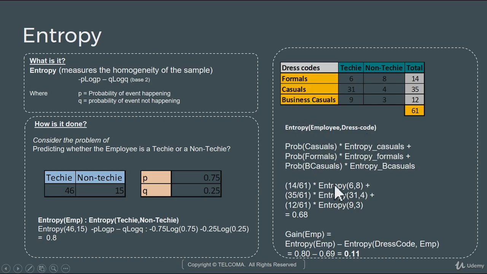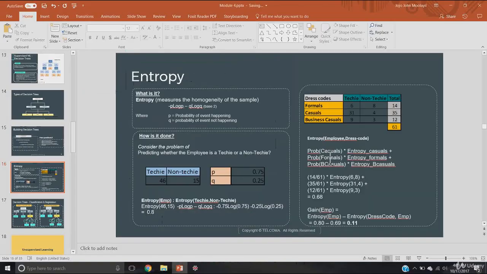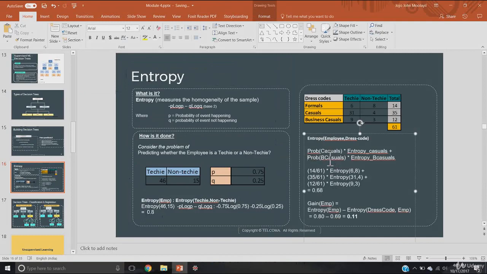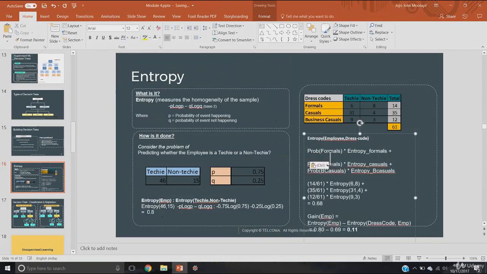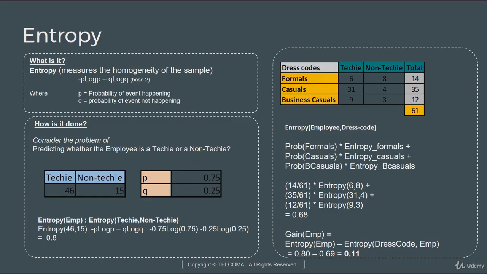So in this case, we have three classes: formals, casuals, and business casuals. Now if you leverage this formula and put in the values, I'll just make a small correction over here. This just got reversed, so I'll make it simple. Let's follow the same process: formals, casuals, and business casuals. Now it looks better.